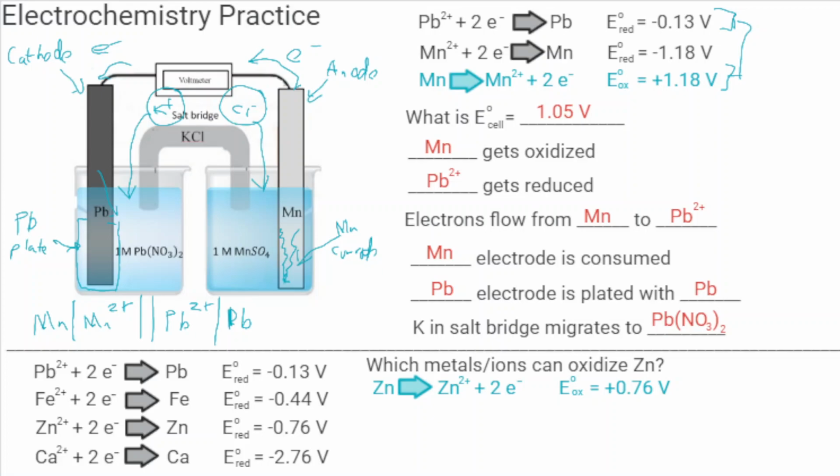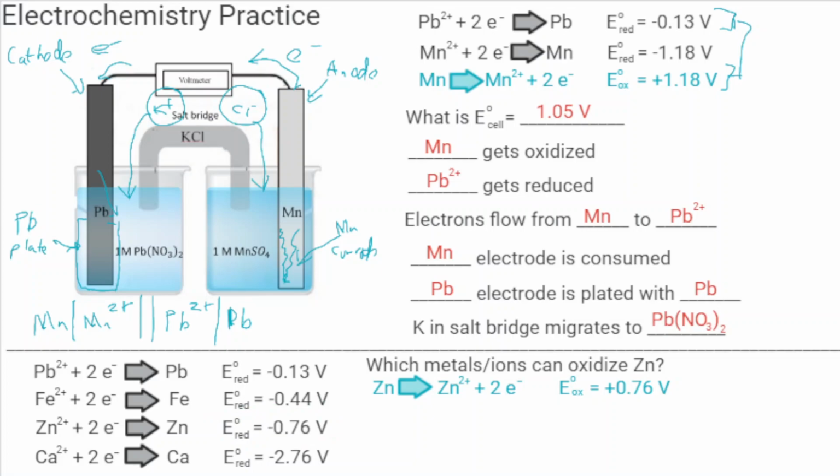All right, so now we need to figure out what can oxidize that. Well, what can oxidize this is whatever reduction reaction is going to give us a positive value when added with this standard oxidation potential of positive 0.76 volts. So if we add the calcium to it, we'll end up with a negative value still. We'll end up with a -2. So that's going to be non-spontaneous, so that reaction is not going to go through. The zinc will give us a 0, so it doesn't really do much of anything. It's essentially at equilibrium, so not much will happen.